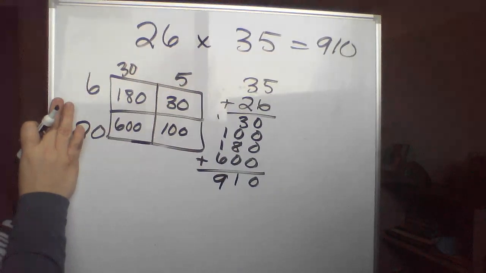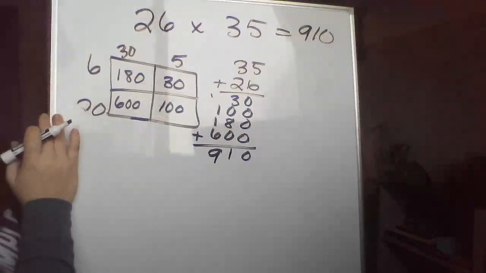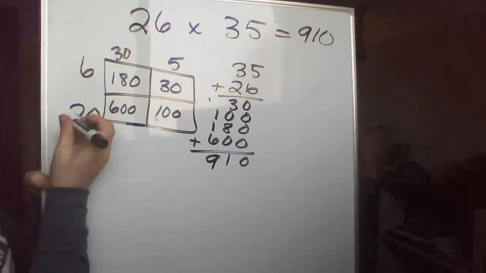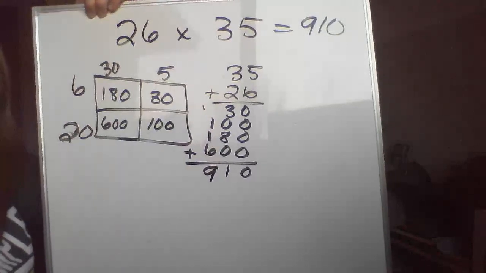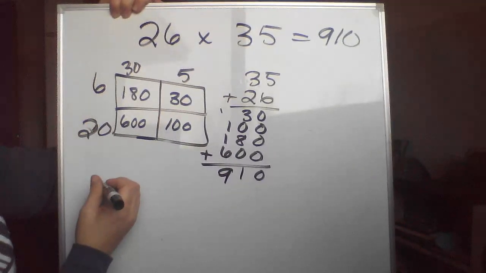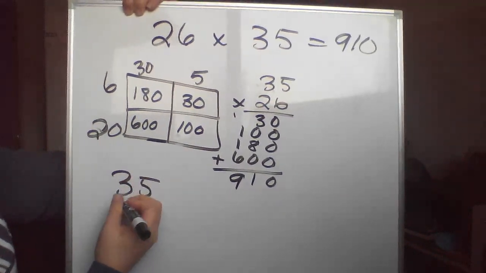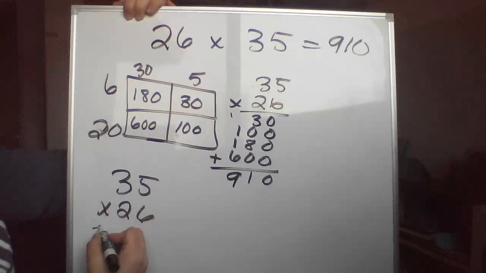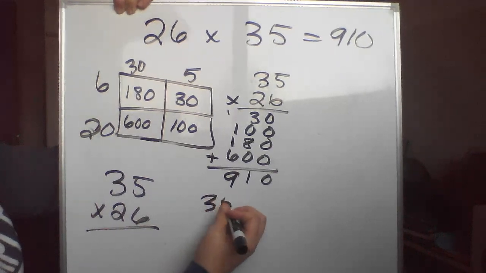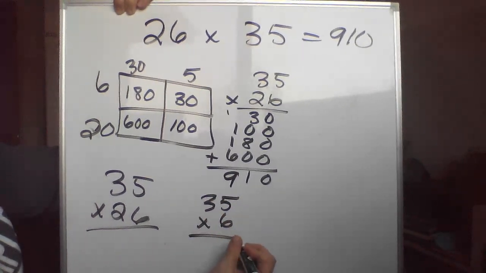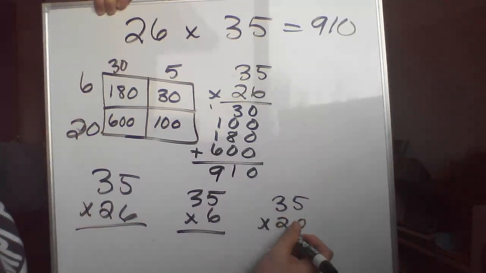Okay, so I want you to see these side by side with the other methods that I was doing. Let's make sure you can see the whole board. So we have 26. I'm going to write it just like I did this one. So 35 times 26. If I break this apart, I'm going to break my 26 apart. I'm going to have 35 times 6. And I'm going to have 35 times 20.